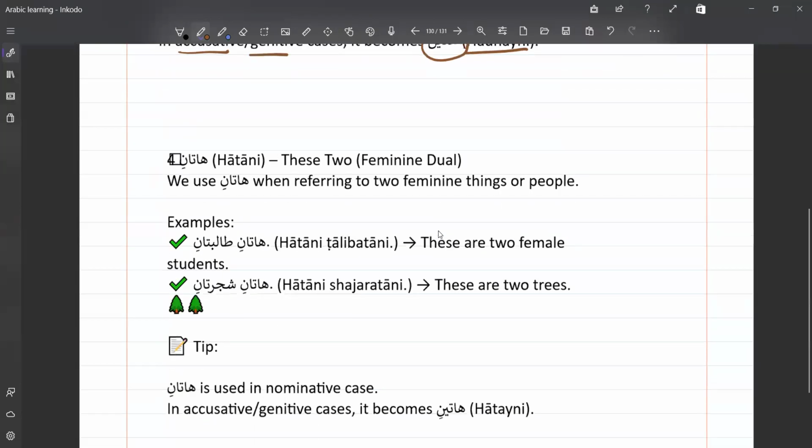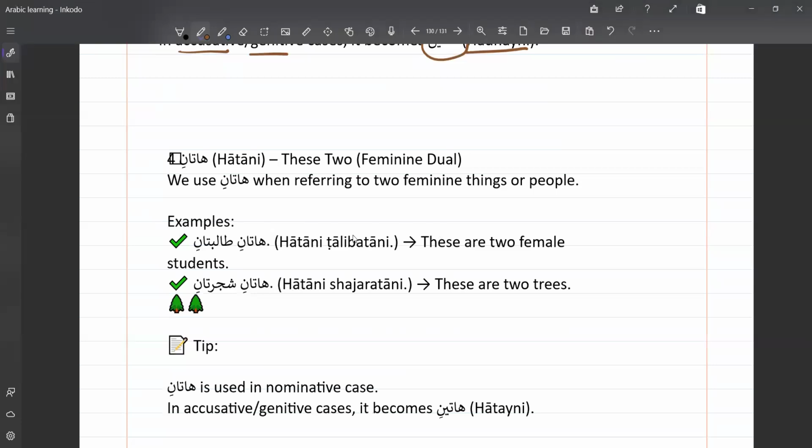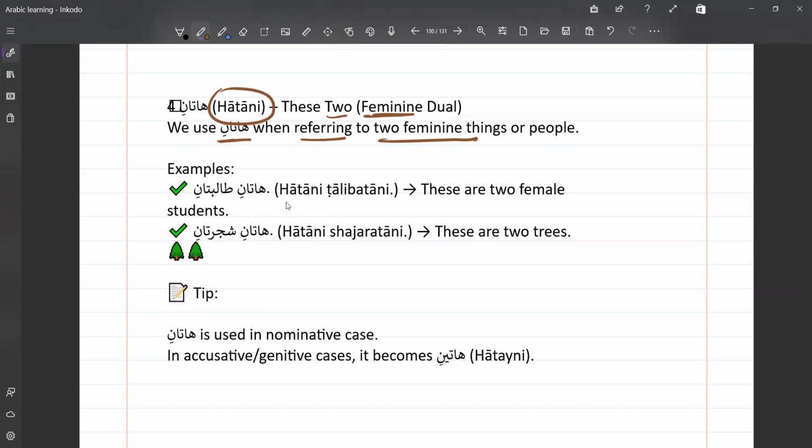Moving forward, again, to refer to two female or two feminine things, we will use hatani. Hatani is used when referring to two feminine things or people. For example, we will say hatani talibatani. Talibatani means two female students, right?